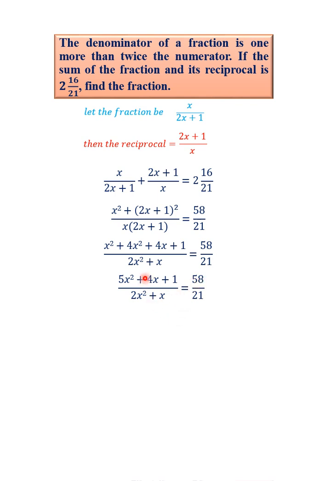By cross multiplication, we solve further. 58 multiplies this, while 21 multiplies this. So if 58 multiplies 2x squared, you're going to get 116x squared, plus 58 multiplies x gives us 58x equal to 21 multiplies 5x squared, it gives us 105x squared. 21 multiplies 4x, it gives us 84x. 21 multiplies 1 is 21.